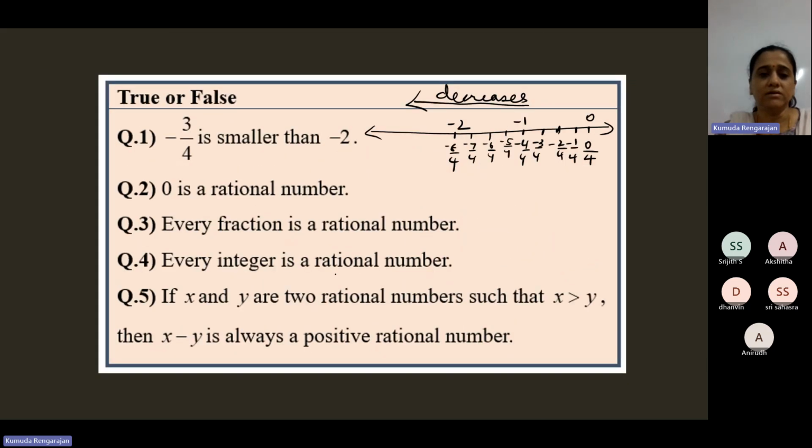So similarly here, when you compare their negatives, that is 3 by 4 and 2. What is 2? It's 8 by 4. Now compare 3 by 4 and 8 by 4. 3 by 4 is less than 8 by 4 because the denominators are the same. So compare the numerators. 3 is less than 8. True. That means this is true.